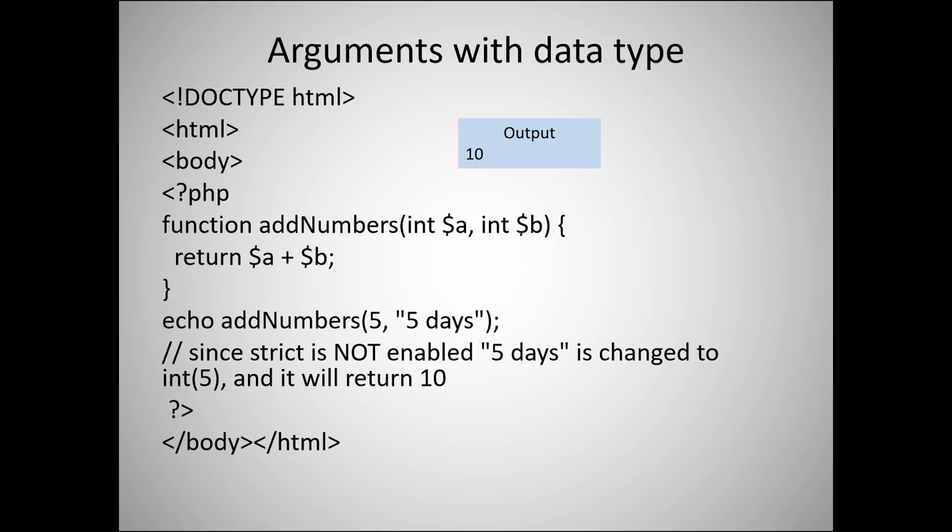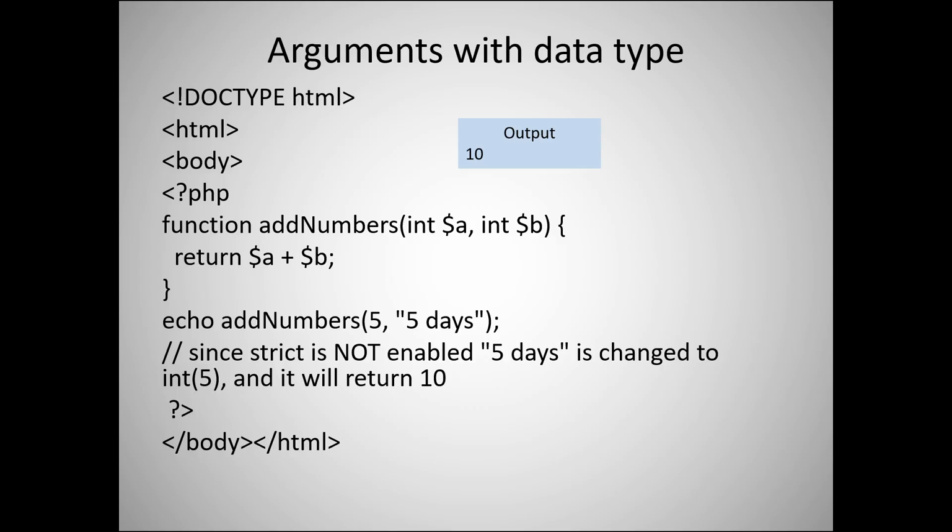Here another type is arguments with the data type. Suppose we want to specify the type of the value that the user is going to pass, that will be specified within the argument. So function followed by function name. Within the parenthesis, we are going to specify the type of the value that the argument is going to receive.